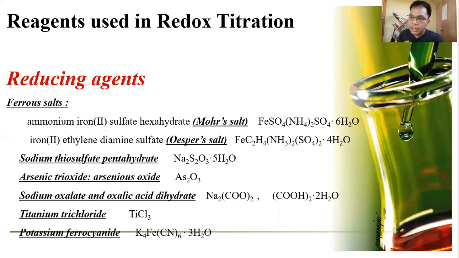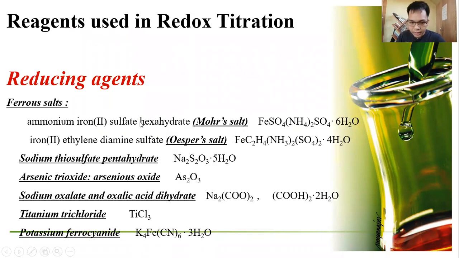So the other part will be your reading assignment. Okay? Sige. So the reducing agents in this case include the ferrosalt, sodium disulfide pentahydrate, arsenic trioxide or arsenious oxide, sodium oxalate and oxalic acid dihydrate, titanium trichloride, and potassium ferricyanide. So these are the reducing agents used in the redox titration. Ito yung mga reducing agents natin na ginagamit. Also known as Mohr's salt. So ayan.